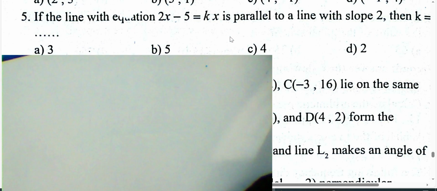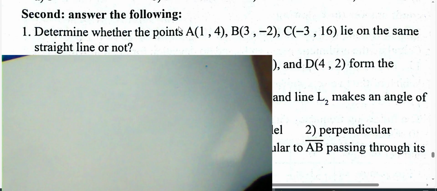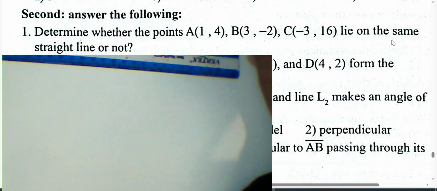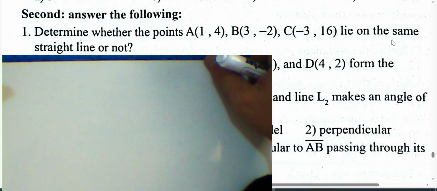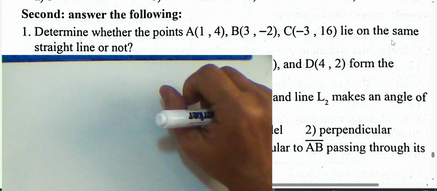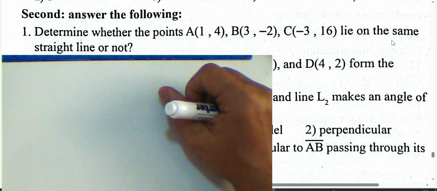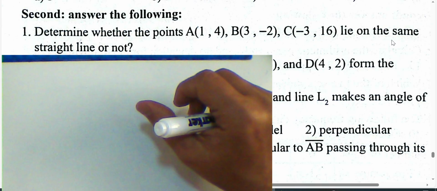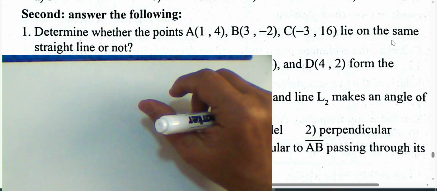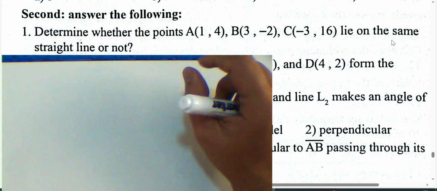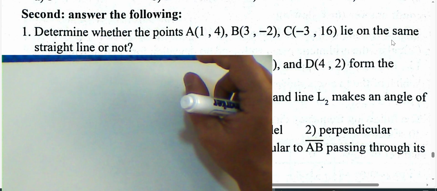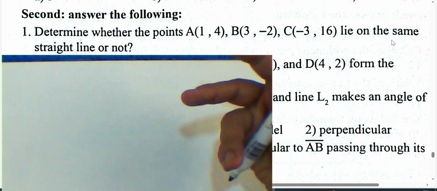Next question. Determine whether the points A, B, C lie on the same straight line or not. We have two methods to find the answer. First method: you can find slope AB and slope BC. If they are equal, then A, B, and C are collinear, or lie on the same straight line. Or you can also find the lengths of AB, BC, and CA, and if the greatest side equals the sum of the two smaller sides, then A, B, and C lie on the same straight line, we call it collinear. So you have two methods in this example.